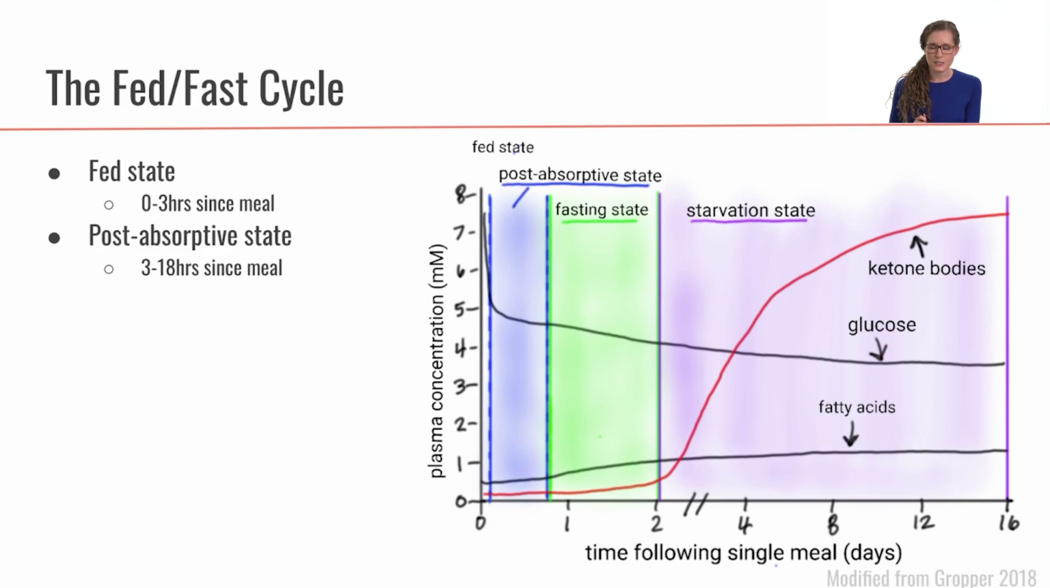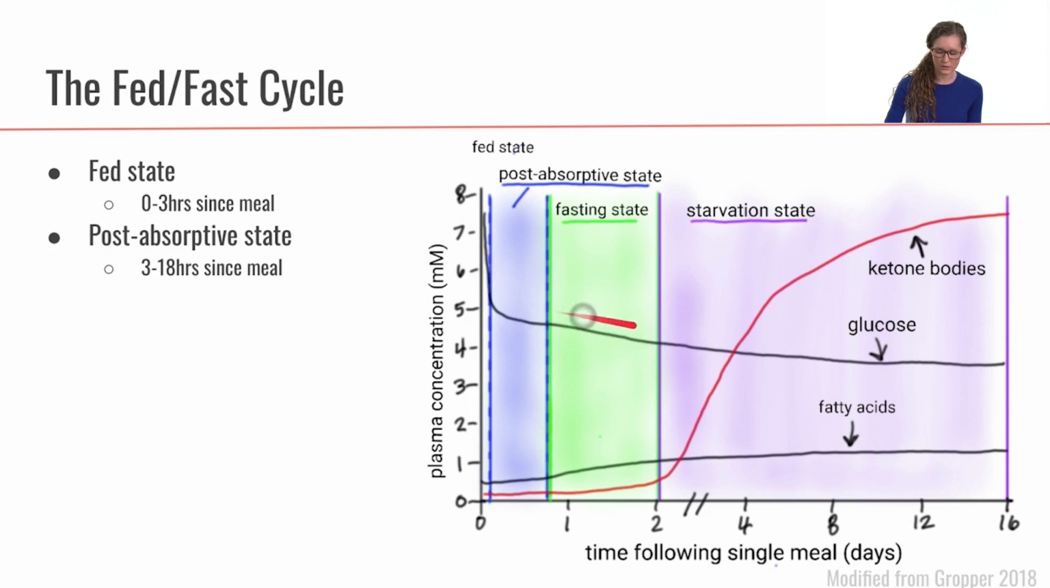So now that we've gotten there, let's start to look at what some of these molecules are in our graph. First, this line here, this is representing glucose. We can see that during our very brief fed state, we had a spike in glucose. Glucose went really high from the carbohydrate in our meal, and then rapidly decreased back to a lower level in the post-absorptive state, and it stays pretty stable.